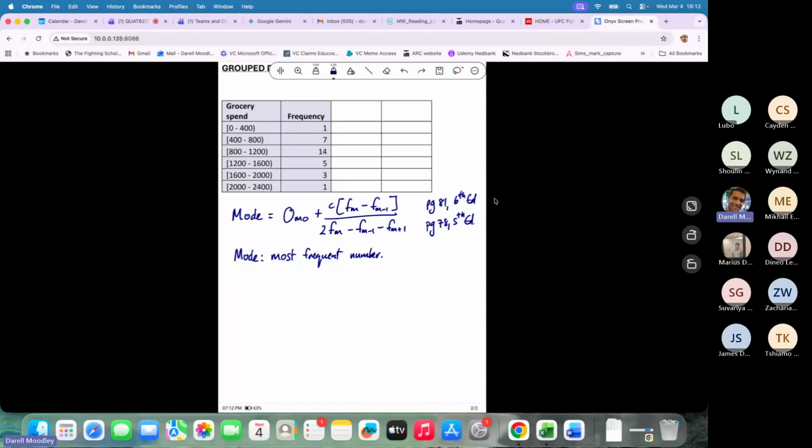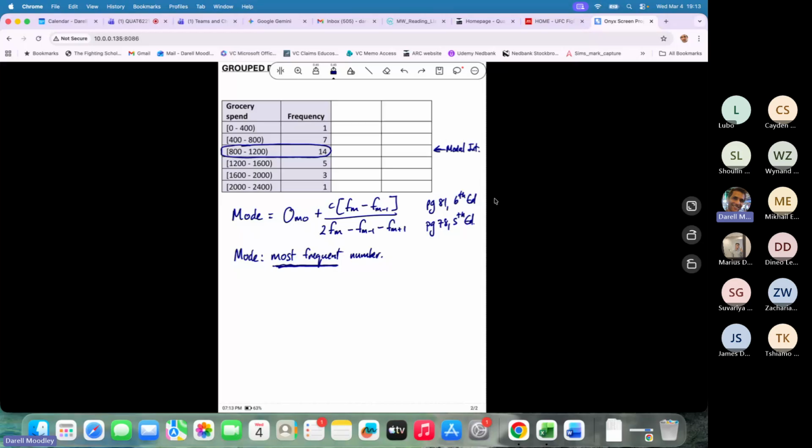The clue is most frequent. That means which one has the highest frequency. If you look at all your intervals, this interval has the highest frequency. So it happens to be the same interval as the median interval. It's not always the case, but in this example it is. This is your modal interval, and you must figure that out because the values for the formula depend on that interval. So you need to get that interval right first.